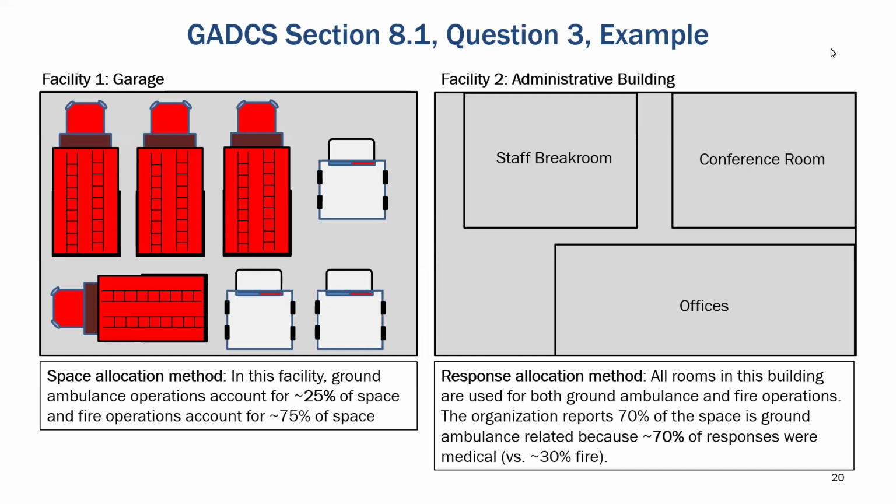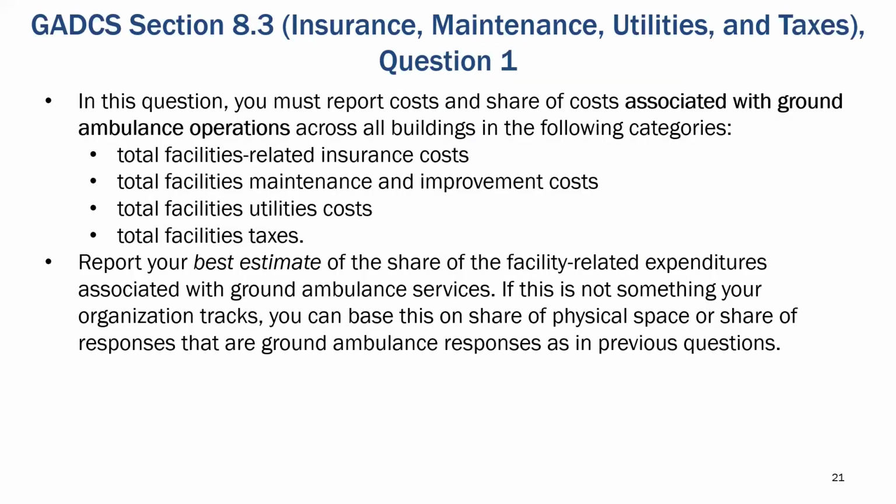And again, it's important to break this up so that CMS and those using the GIDCS data down the road have a clear way to separate out the ground ambulance versus non-ground ambulance expenses. Moving on to section 8.3. This is a section for facilities that covers insurance, maintenance, utilities, and taxes. These questions in section 8.3 are different than earlier facilities questions where you were answering facility by facility. For section 8.3, you're reporting across all of your facilities combined. So a single insurance cost, a single utilities cost, say.